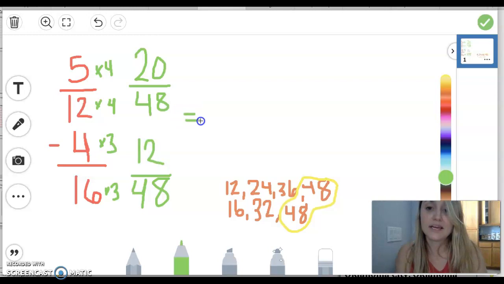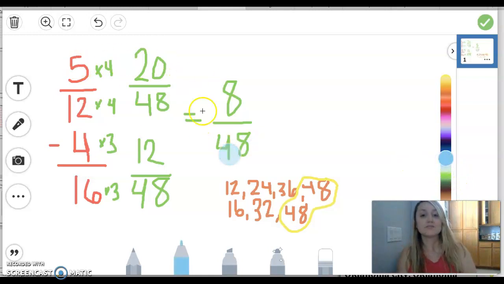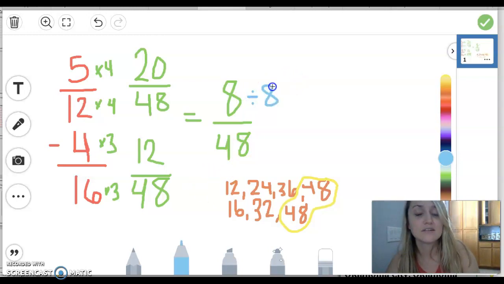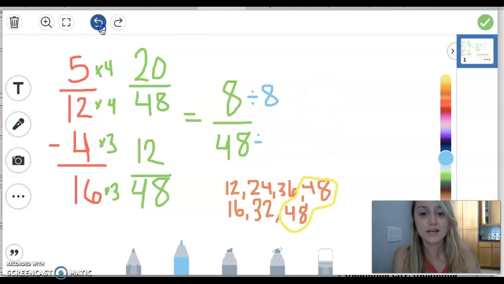So whatever you do on the bottom, you must do on the top. Okay, so we have 12 over 48. So here, if we subtract 20 minus 12, we get 8 over 48. And then here's when you have to see, can I reduce this any farther, which we actually can, because 6 times 8 is 48. So I'm going to divide 8 on both the top and the bottom, and I would get 1/6 as my answer. And if you did divide it by 2, you can also do that as well, or divide it by 4. But just remember, you have to keep on going down until it's in its simplest form.